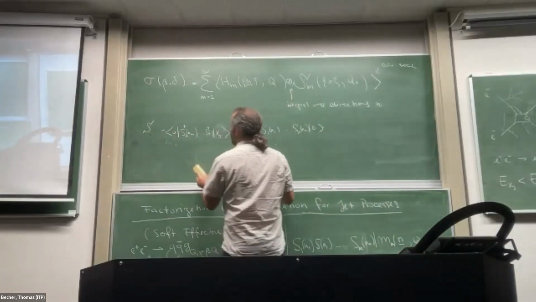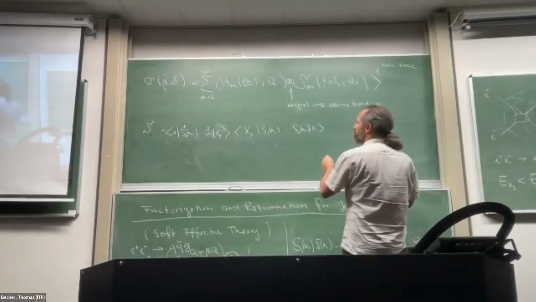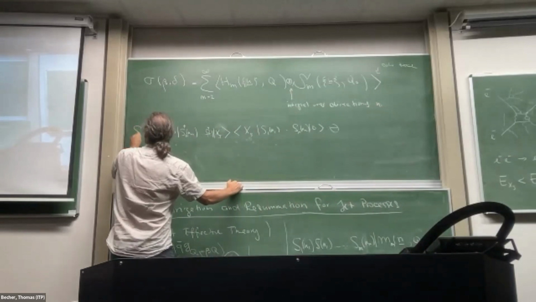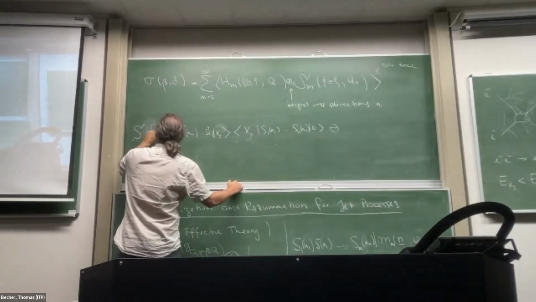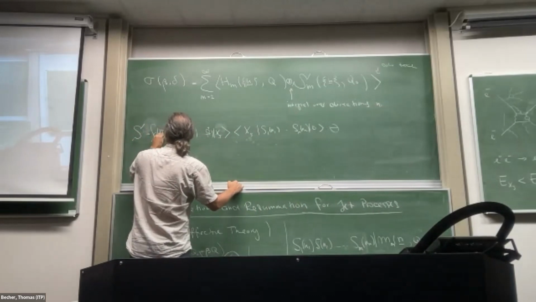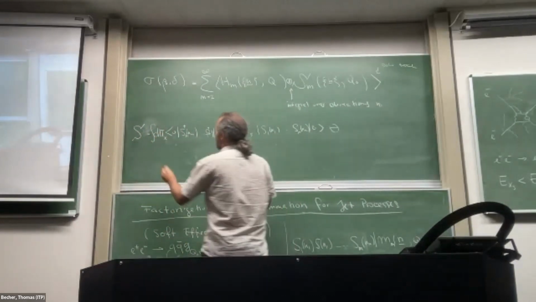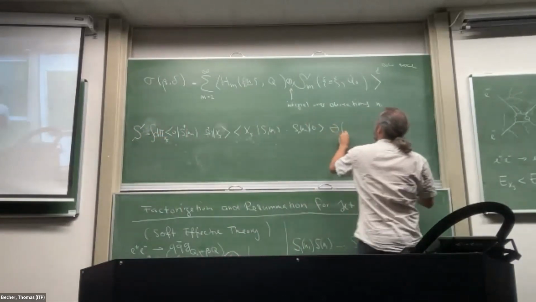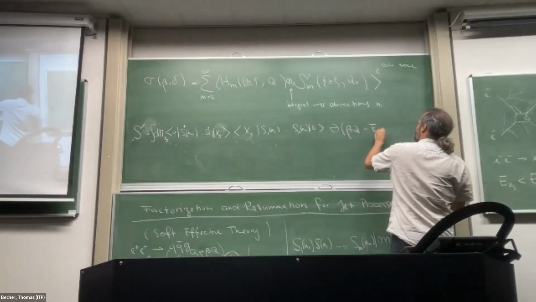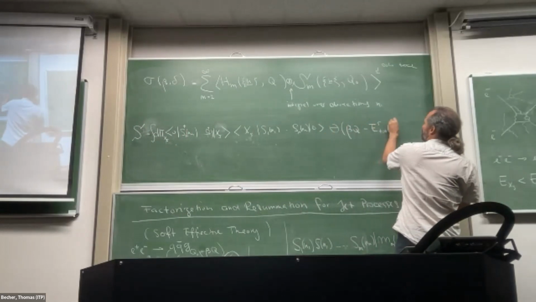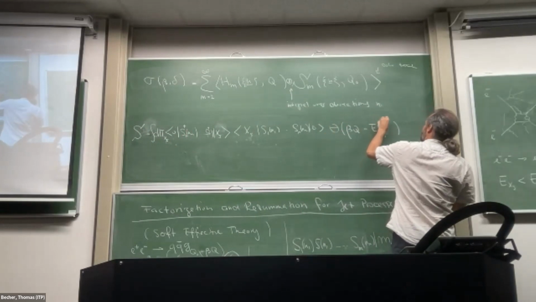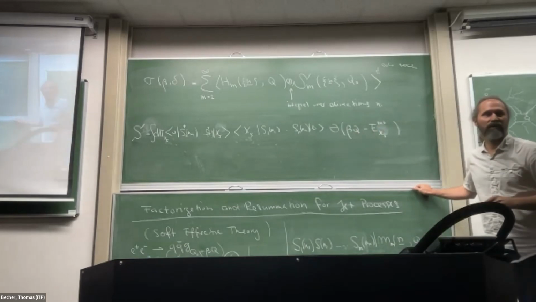And one more thing. I have to integrate over the phase space of all these soft gluons, and I will take a constraint that the total energy of the soft stuff is smaller than this beta Q.